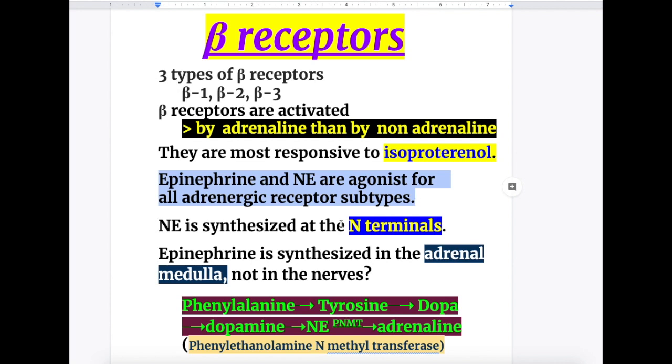Norepinephrine is synthesized at the nerve terminals, and epinephrine is synthesized in the adrenal medulla and in the brain, but not in the nerves. Norepinephrine is the precursor of adrenaline, but the enzyme phenylethanolamine N-methyltransferase is absent in the nerve endings. It's present in the adrenal medulla, and dopamine is the precursor of the noradrenaline.